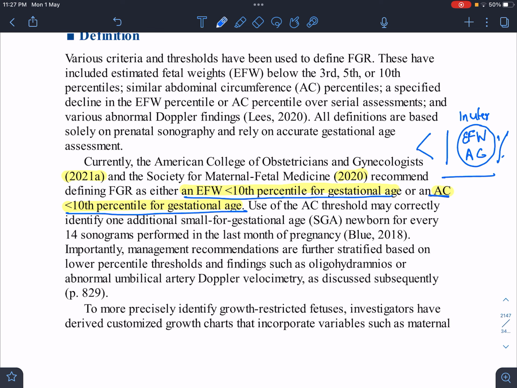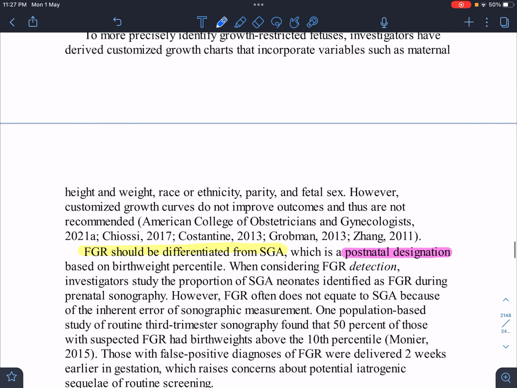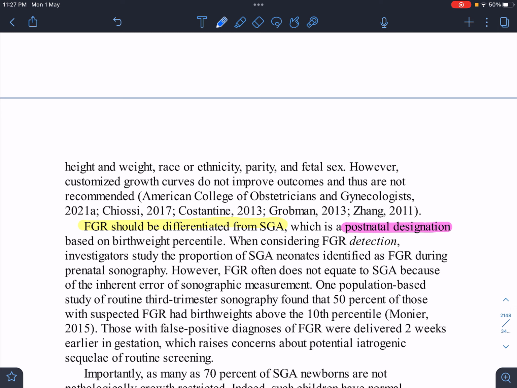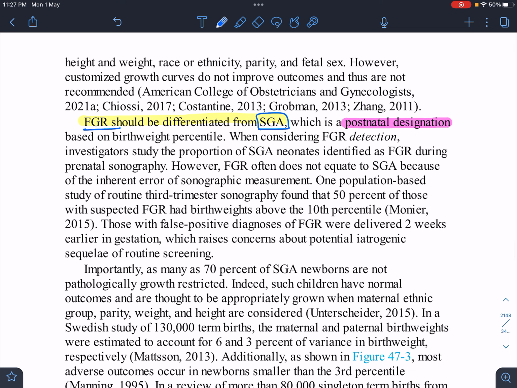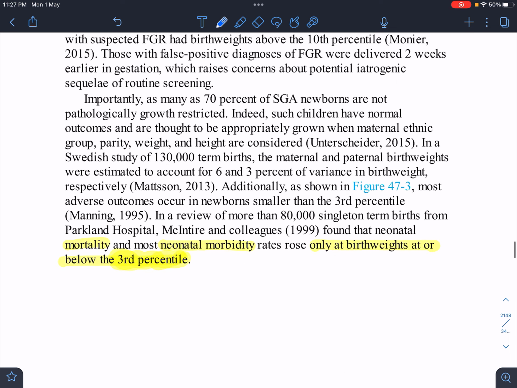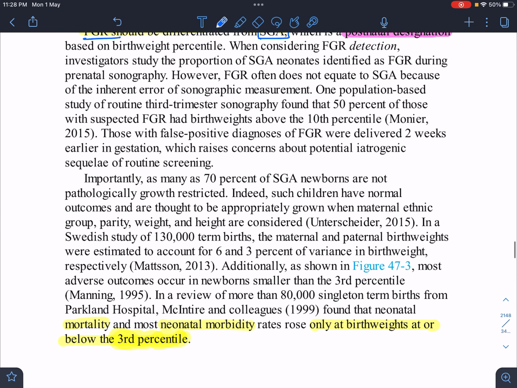Okay, so now next you have to differentiate FGR from small for gestational age babies. You know, a baby which is constitutionally smaller but does not have any pathology associated with it, because there could be some sonographical error or something like that. So SGA is basically the birth weight which is less than 10th percentile. Okay, so this you have to remember.